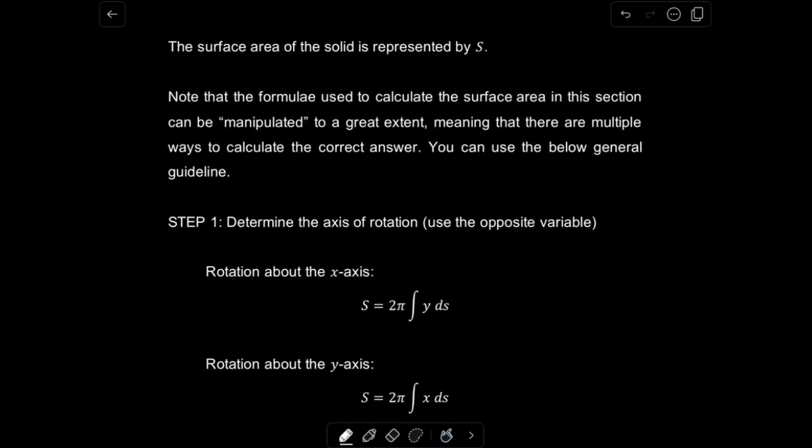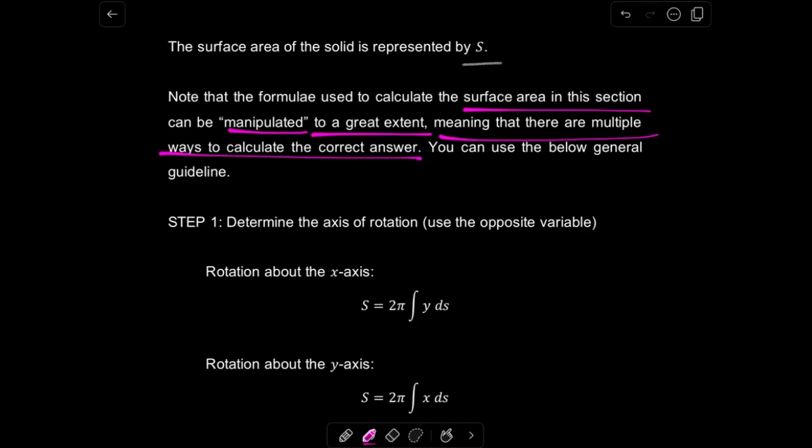Now, the surface area of the solid is going to be represented by S, S for surface area. Now, one thing to note about these formulas. Note that the formulas used to calculate the surface area in this section can be manipulated. So they are very flexible and you'll see what I mean. They can be manipulated to a great extent, meaning that there are multiple ways to calculate the correct answer.